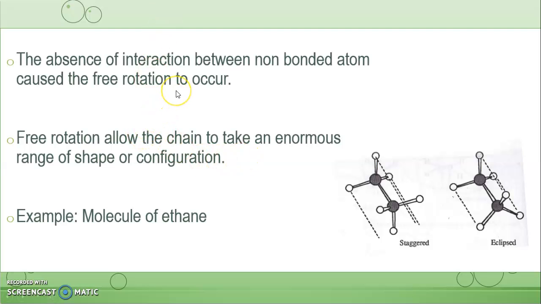The absence of interaction between non-bonded atoms causes free rotation to occur. Free rotation allows the chain to take an enormous range of shapes or configurations. For example, the molecule of ethane has single bonds that allow the chain to rotate.